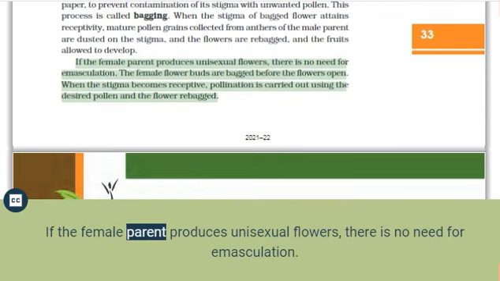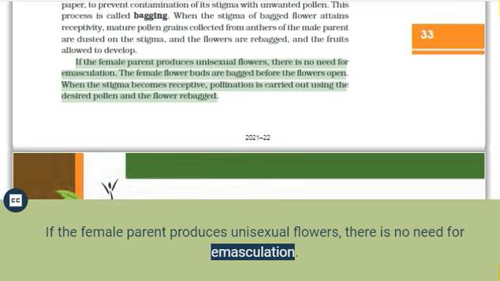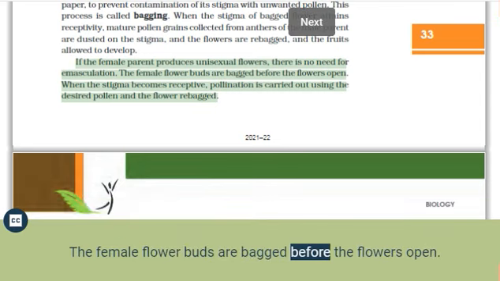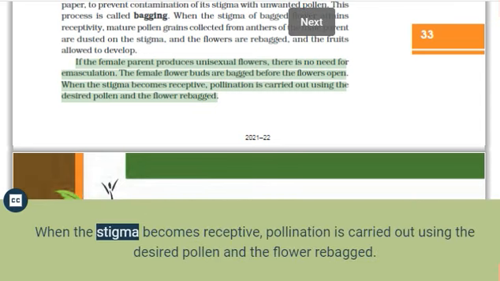If the female parent produces unisexual flowers, there is no need for emasculation. The female flower buds are bagged before the flowers open. When the stigma becomes receptive, pollination is carried out using the desired pollen and the flower rebagged.